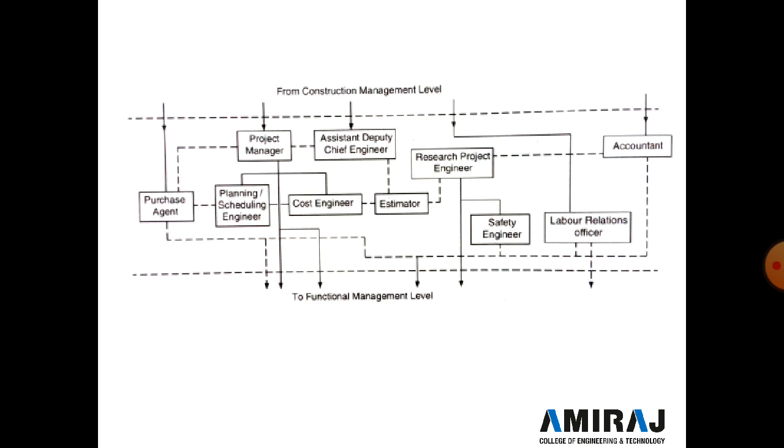Here a chart is given for the project management level position. From the construction management level, the second level is the project management level, and below it, the project manager is below the construction management level. And from the project management level, the construction management level directly connects with the purchase department, planning and scheduling, cost engineer, estimator, and research project engineer. So these are directly connected with the project manager and the construction management level.